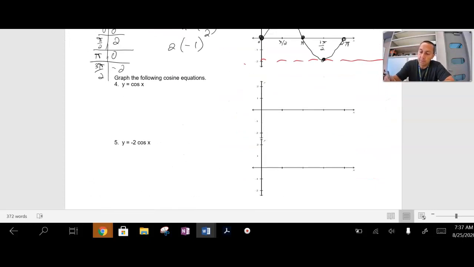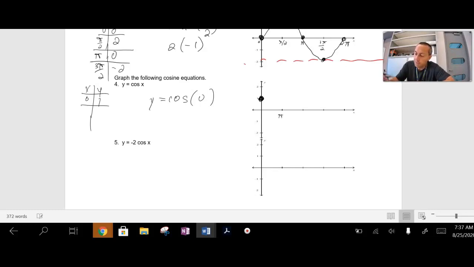Cosine graphs look similar. And again, we'll do this with our xy chart first. If I do 0, y would equal the cosine of 0, which is 1. So we now start at a little bit different place. Sines are going to start at the origin, or at least cross the origin, as long as there's no shifts in them. And then the cosine is going to start at 1.